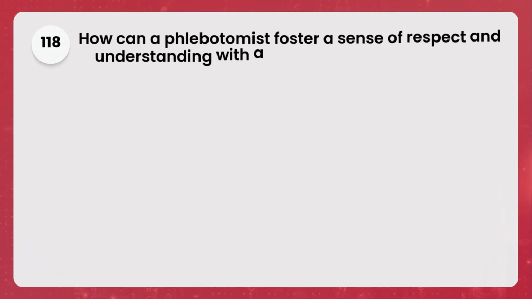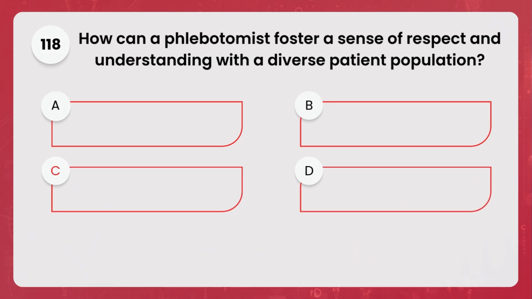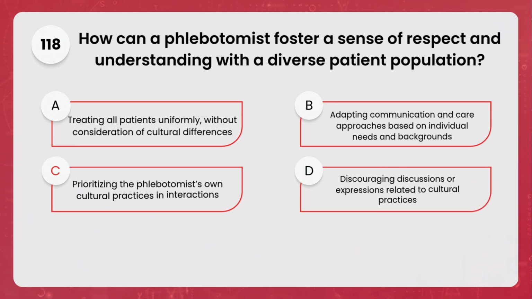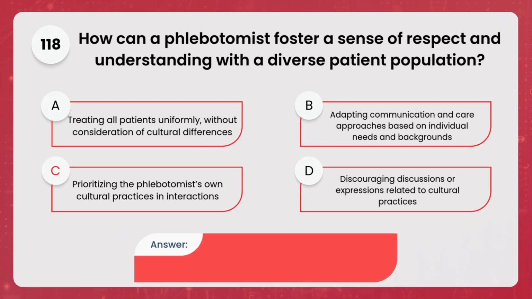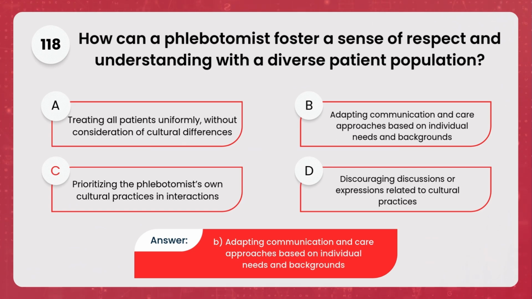Number 118. How can a phlebotomist foster a sense of respect and understanding with a diverse patient population? A, by treating all patients uniformly without consideration of cultural differences. B, by adapting communication and care approaches based on individual needs and backgrounds. C, by prioritizing the phlebotomist's own cultural practices in interactions. D, by discouraging discussions or expressions related to cultural practices. The answer is B, by adapting communication and care approaches based on the individual needs and backgrounds.